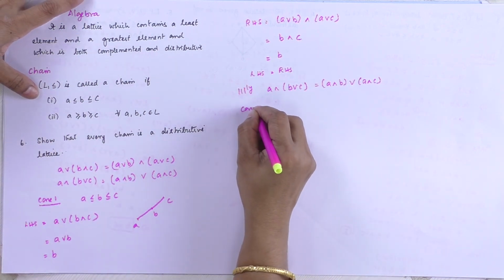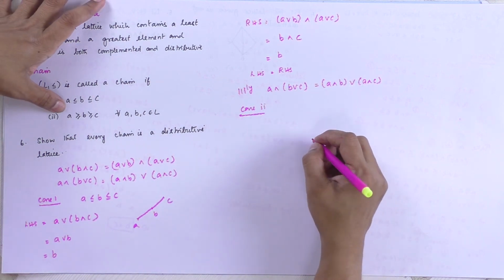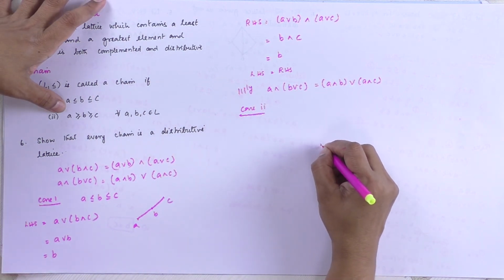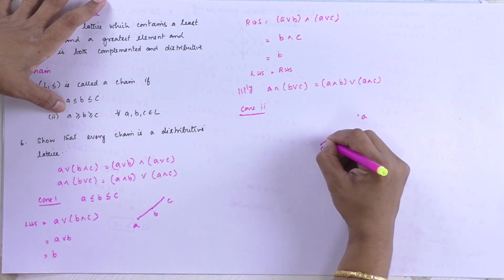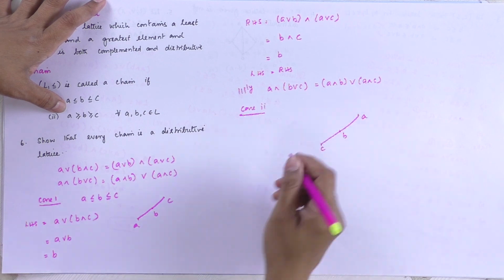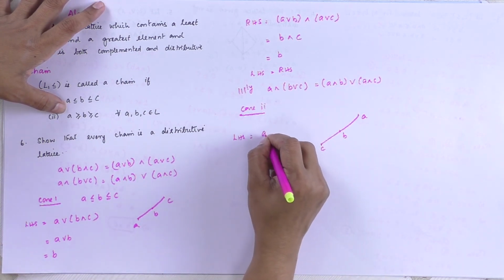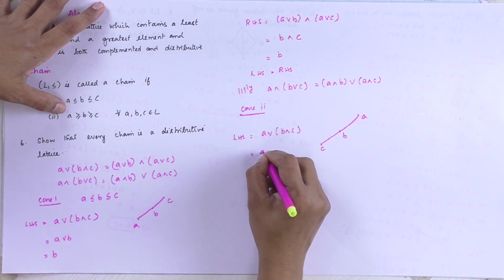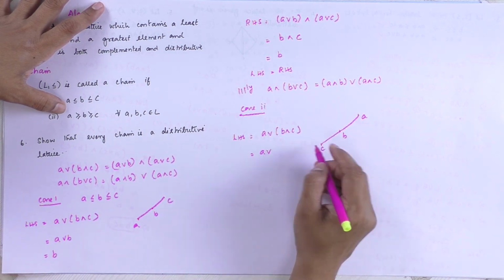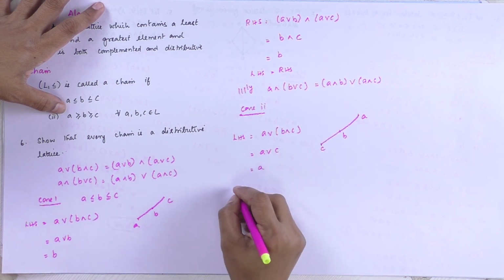And next case 2. Case 2, what it says, A is greater than or equal to, so I will have C here, B, A, right. So, A greater than or equal to B greater than or equal to C. Now, I will take the left hand side part, which is A or B and C, which is A or what is lower bound of B and C, that is C. What is upper bound of A and C, that is A.